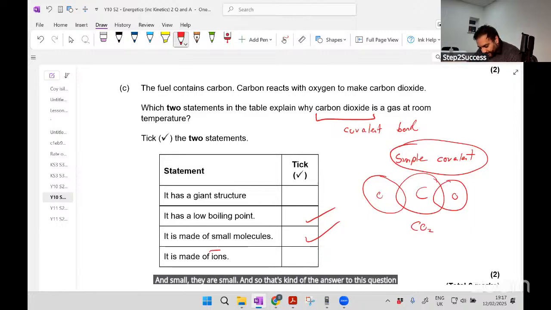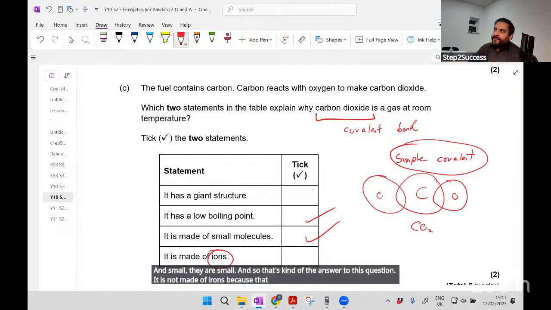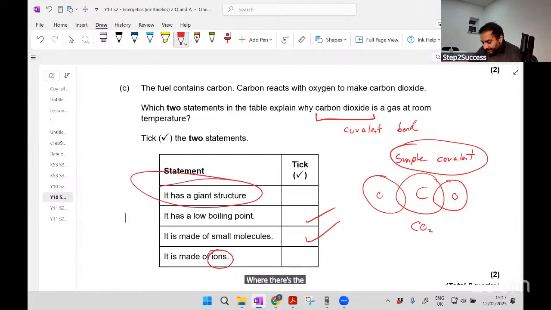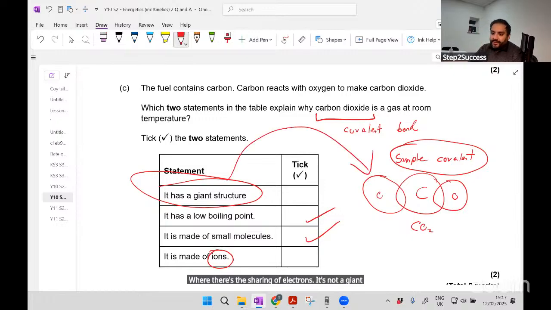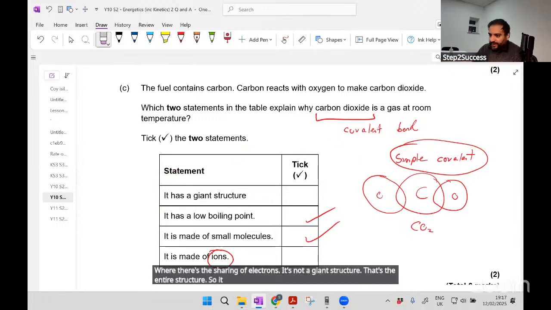It is not made of ions because that means it's an ionic bond. I just explained that it's a covalent bond where there's the sharing of electrons. It's not a giant structure. That's the entire structure, so it's not a giant structure. It's actually very, very small. So that was that, right?